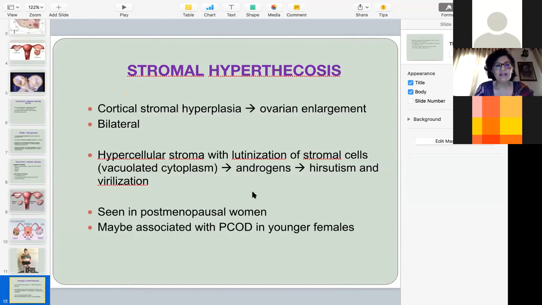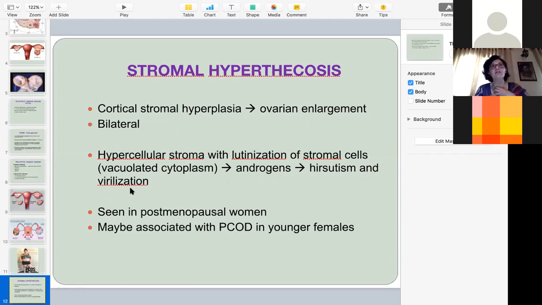One small other thing that can enlarge the ovary is stromal hyperthecosis. This is typically seen in elderly and postmenopausal females, where there is cortical stromal hyperplasia leading to ovarian enlargement, which is usually bilateral. And microscopically, it shows hypercellular stroma with the luteinization of stromal cells and production of androgens, which can lead to hirsutism and virilization.